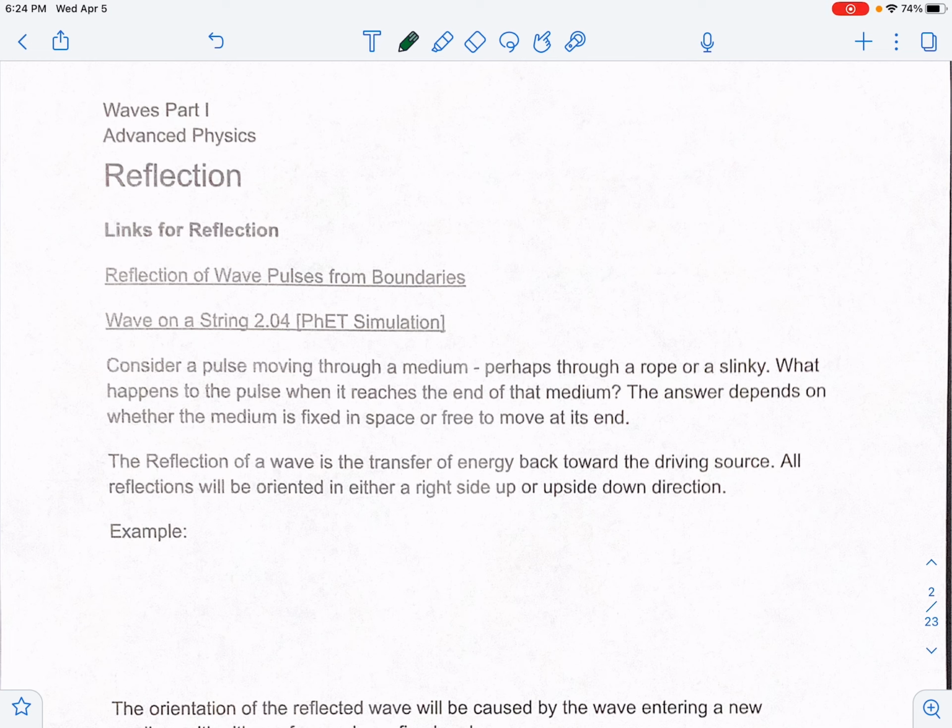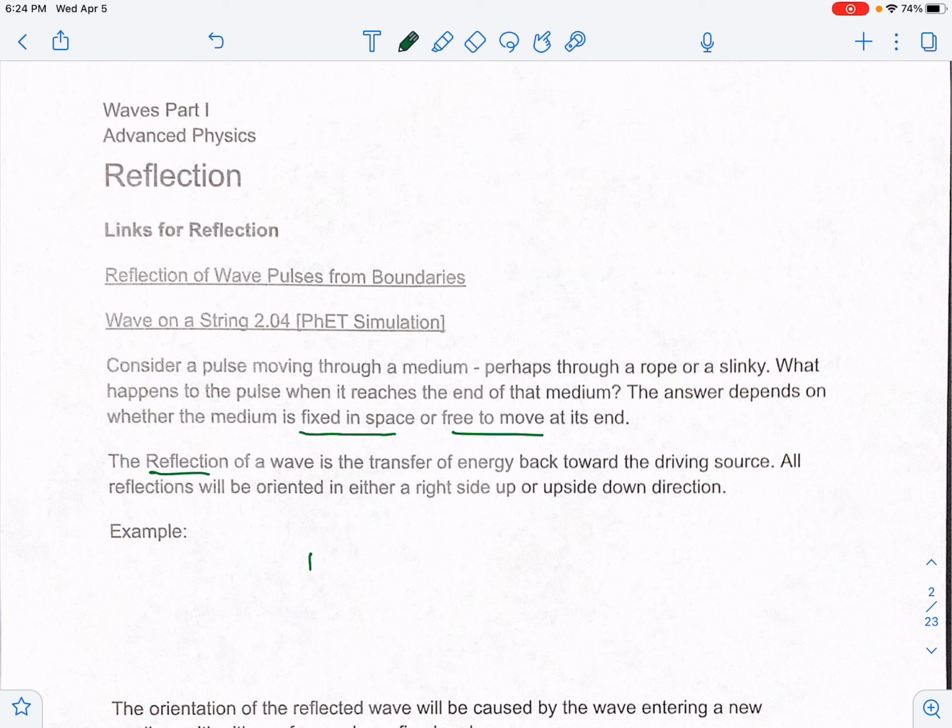The answer depends on whether the end is fixed, meaning it does not move, or a free-floating end. Like if you just had a rope not attached to anything, and then you sent a pulse down. The reflection of a wave is the transfer of energy back towards the driving source. The key thing is the reflection is what's coming back. All reflections will be oriented as either right side up or upside down.